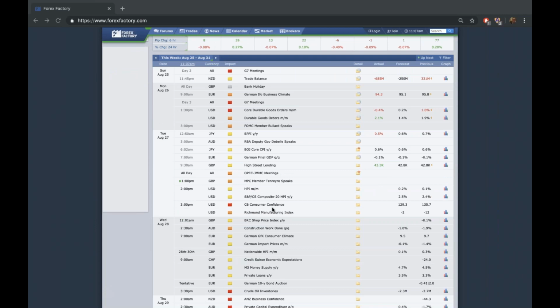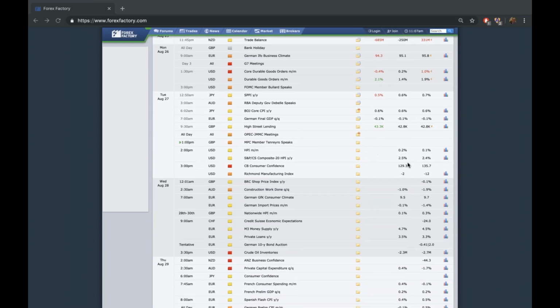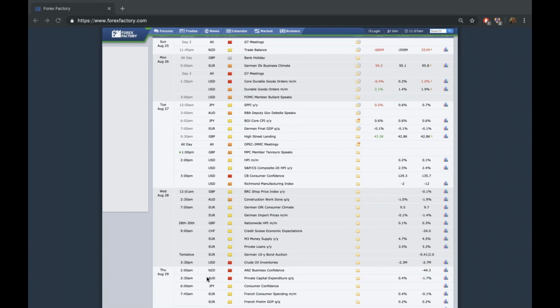Now, when you're looking at this, you've got the previous data point, the forecast data point, and the actual data point. So each Friday around 5 o'clock, you will get the forecasts for the coming week released. Okay, so we can see, these are the forecasts here. These are all the forecasts for all these data points here, all right? You can see also private capital expenditure, 0.4%.